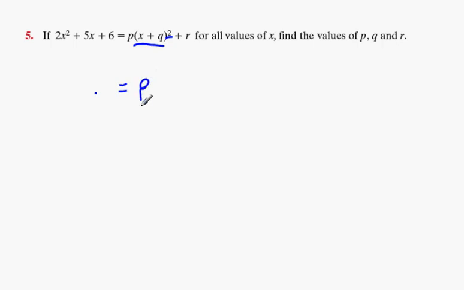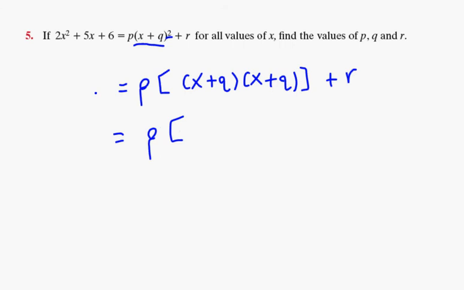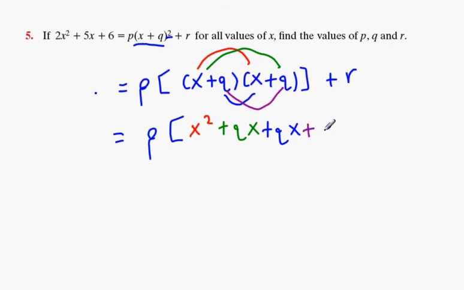And so the first thing you need to do is p multiplied by x plus q multiplied by x plus q. Okay? Now, when you multiply out x plus q by x plus q, we're going to get p multiplied by x squared plus qx plus qx and then plus q squared. You can see the colors are aiming towards the arrow responsible for the multiplication. Now, plus r.